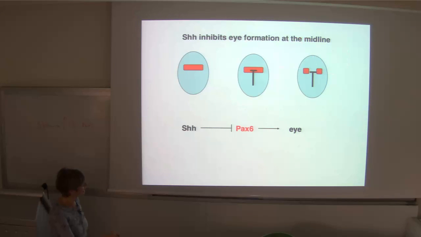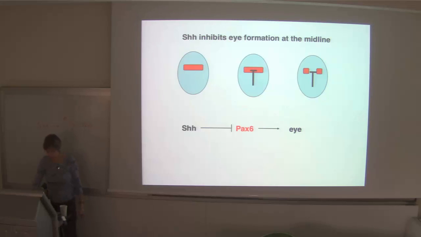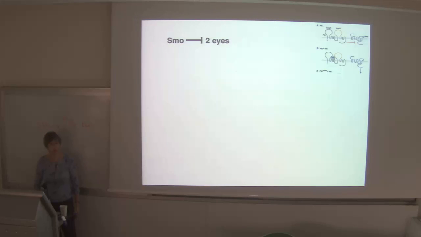This is, guys, why we have two eyes. Why we have two teeth, right? So sonic hedgehog inhibits PAX, and therefore we have two eyes. So let's do the same exercises we did before. Smoothened for us is downstream of sonic activity, right? So smoothened, as sonic, in this case, will inhibit the central field, and we will have two eyes.